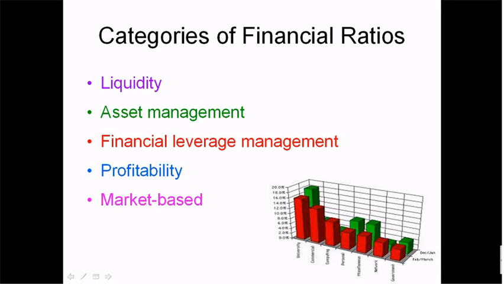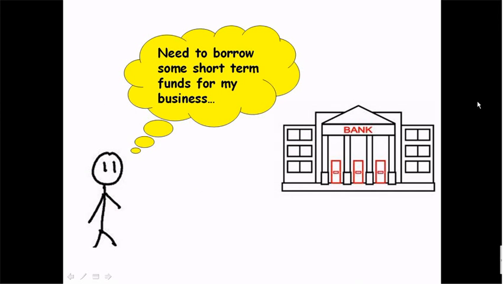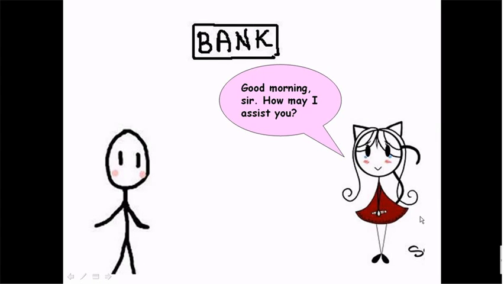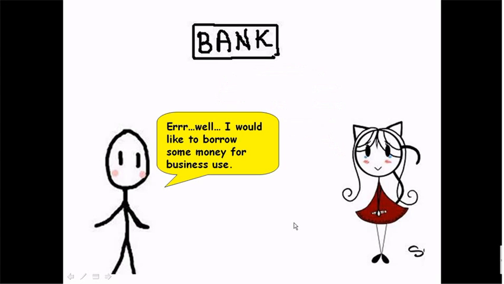Alright, so before we look into the first category of financial ratios, which is liquidity ratio, let's first look at this scenario. Say for example, if one day you have decided that you want to borrow some money for business purposes, so you have decided to visit this particular bank. As you approach, the banker may ask you what you actually wanted.